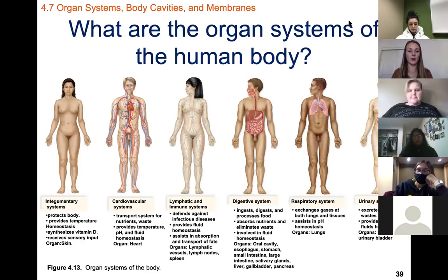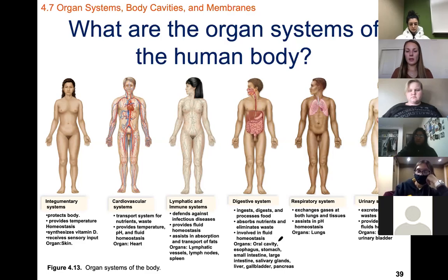That's what we just talked about. That's the one far left. This one protects the body. It provides temperature homeostasis, which means that when you're too hot or you're too cold, your integumentary system can sense that and it has some sort of reaction, whether that be shivering or sweating. It can synthesize vitamin D and receive sensory input. The organ that it works with is the skin.